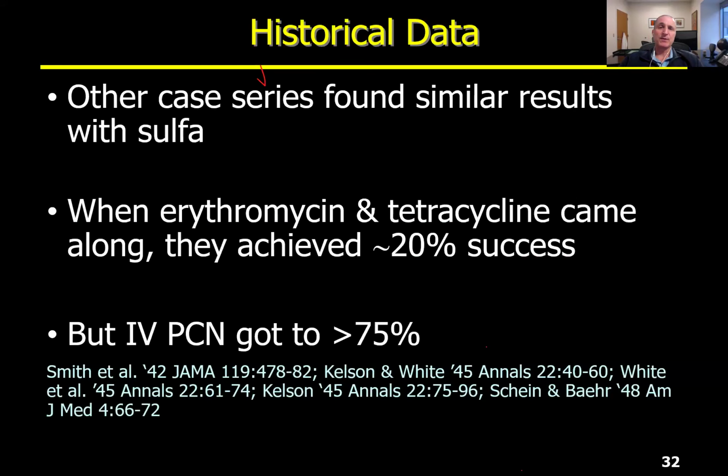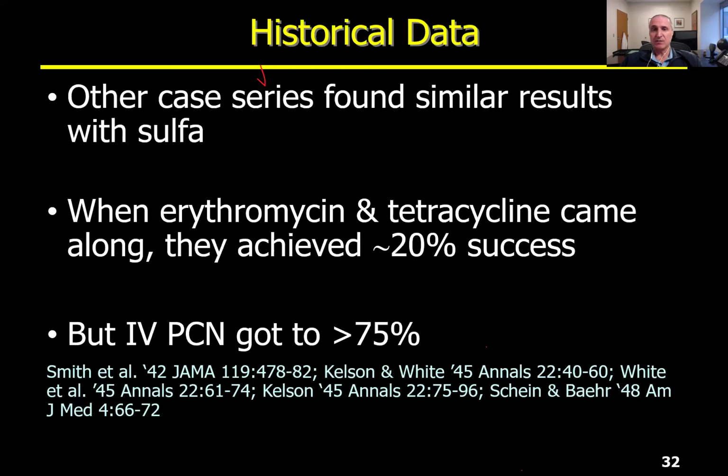And there were multiple other case series that found similar results. So sulfa fell out of favor very quickly for endocarditis. In the late 40s and early 50s, when erythromycin and tetracycline came along, they were also attempted orally, and they did a little bit better. They got you to around a 20, maybe up to 30% treatment success rate. But it was nowhere near what was being seen with IV penicillin in the 75, 80, 85% cure rates.